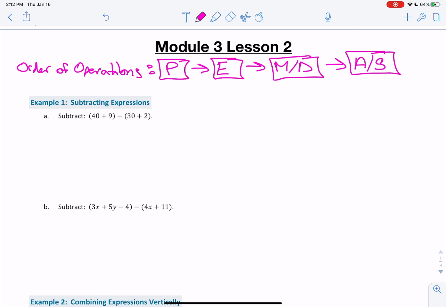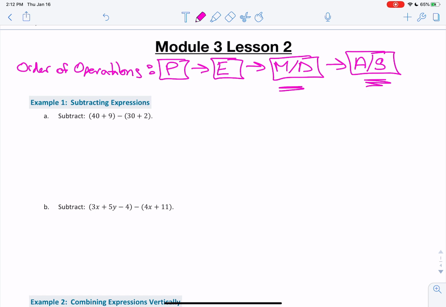So you'll notice that my P and my E are in separate boxes, but multiplication and division share a box, and addition and subtraction share a box. The reason why these guys share a box is because multiplication and division, it's whichever one comes first in the problem. So if division comes first in the problem, then you would divide before you multiply. If multiplication comes first, then you'd multiply instead of divide.